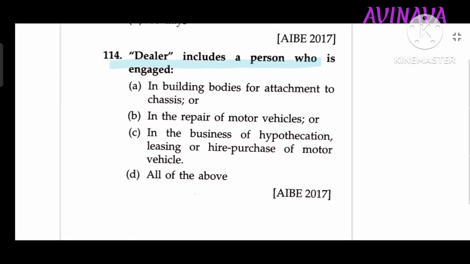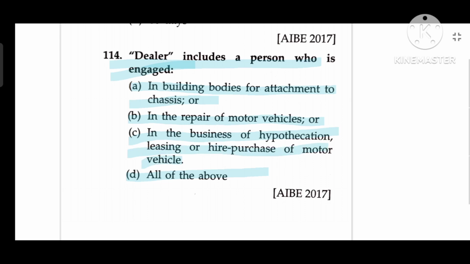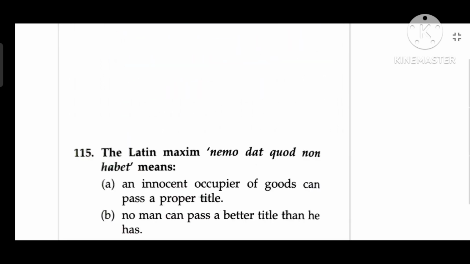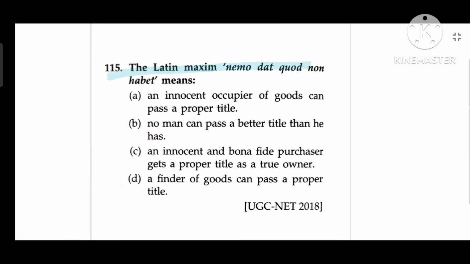The dealer includes a person who is engaged in all of the above: building bodies for attachment to chassis, repair of motor vehicles, the business of hypothecation, leasing, or hire purchase of the vehicle. The Latin maxim nemo dat quod non habet means no man can pass a better title than he has.